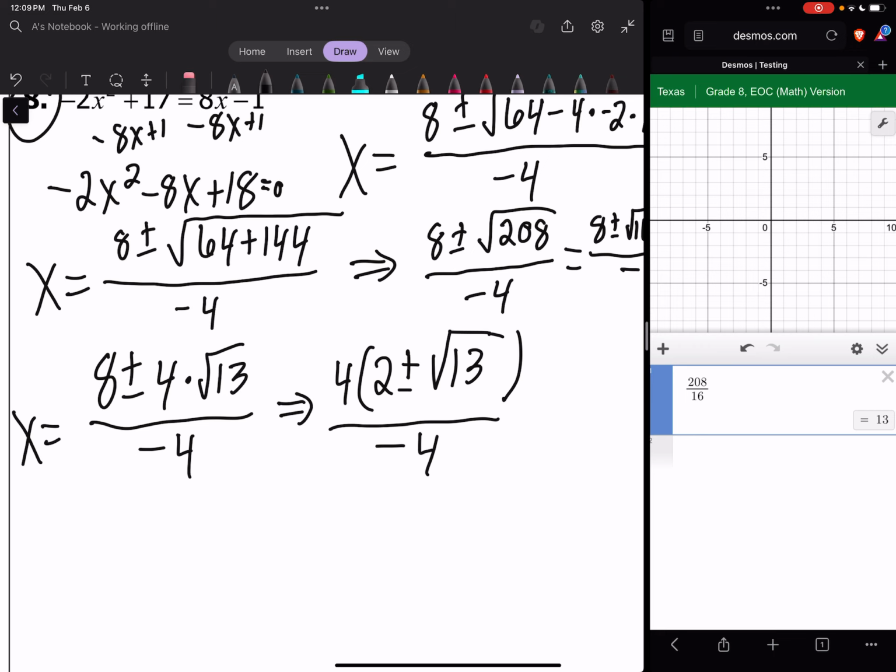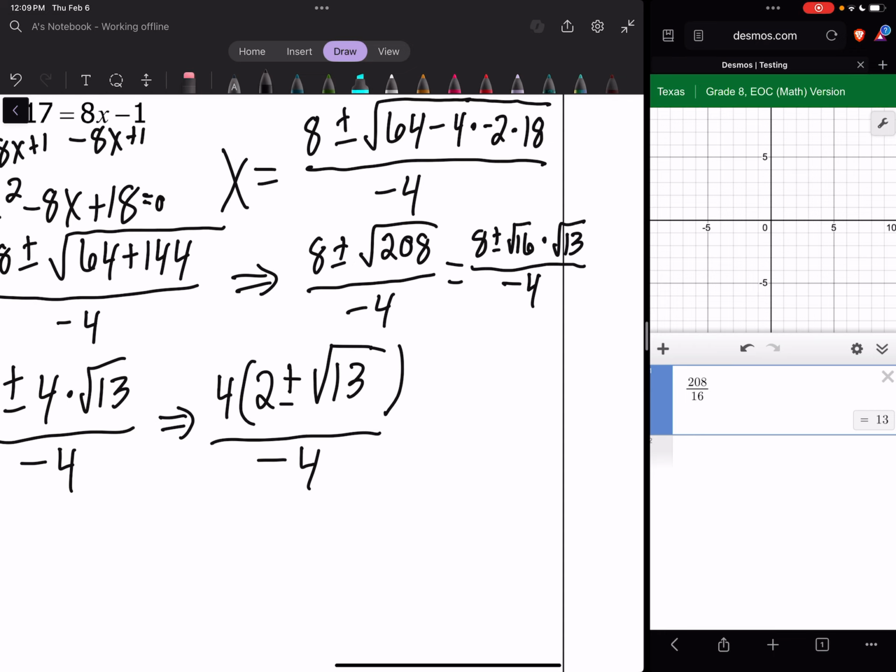I can simplify 4 divided by 4, which is 1, but I have a negative. So I have negative 2 plus minus square root 13. Just in case you're wondering, and you do not have to write this, but you could say this is negative parenthesis 2 plus minus square root 13. What I did was just distribute that negative to the 2 and said done. It doesn't really matter. They are the same thing.